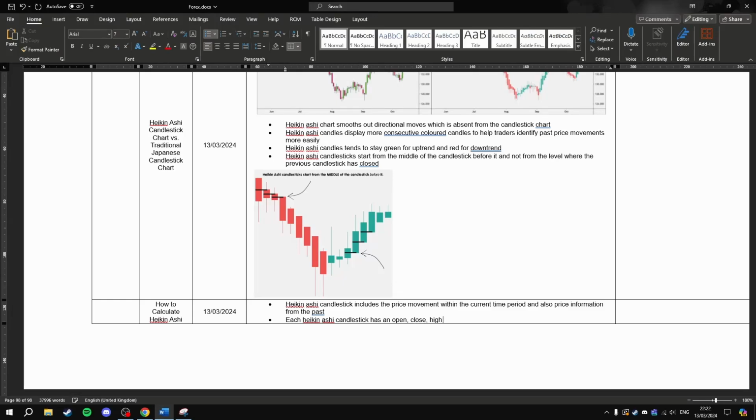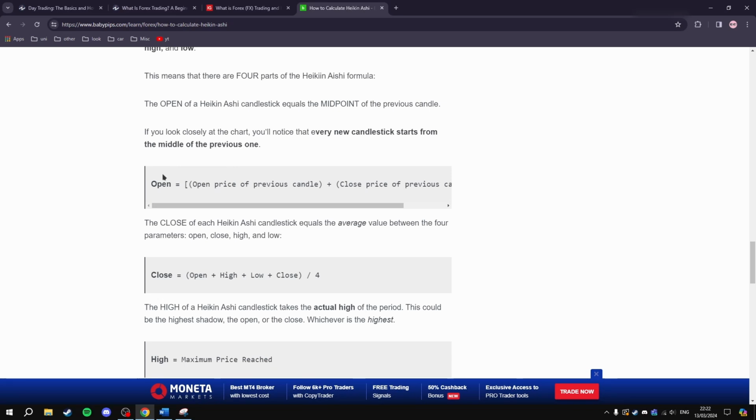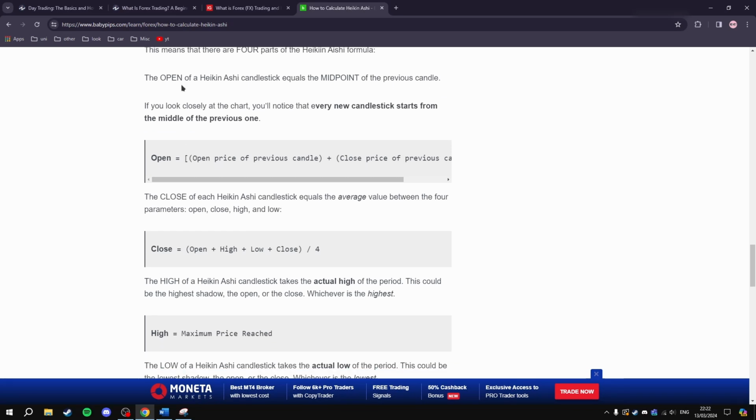This means that there are 4 parts of the Heikin Ashi formula. The open of a Heikin Ashi candlestick equals the midpoint of the previous candle. If you look closely at the chart, you'll notice that every new candlestick starts from the middle of the previous one.